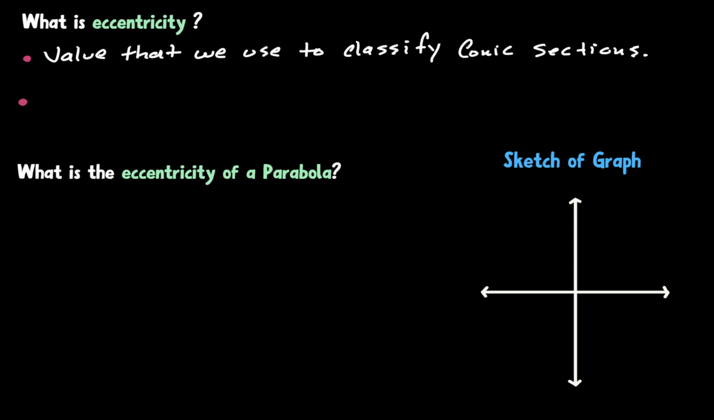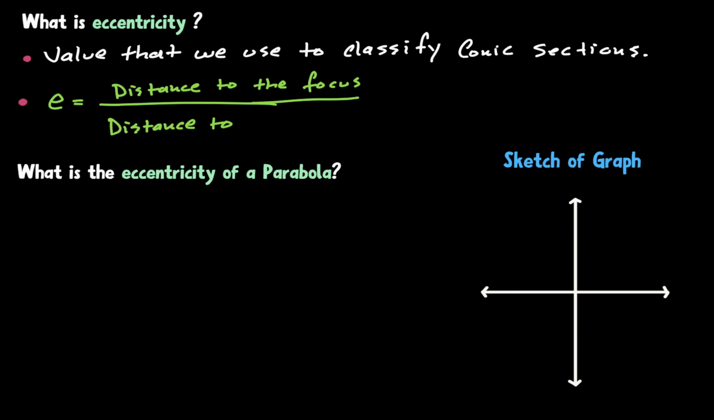We're going to use the letter E to represent eccentricity. And the way that we define this value is by a ratio of distance. On the numerator, it is the distance that the point in the conic section has to the focus. And on the denominator, it is the distance that any point has to the directrix. The point is any point in the graph.